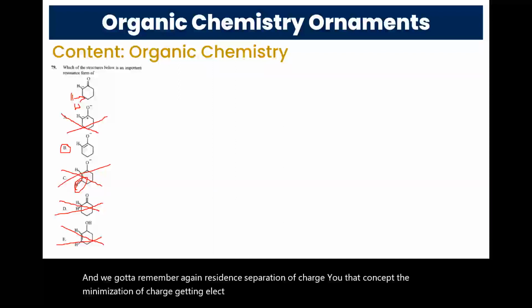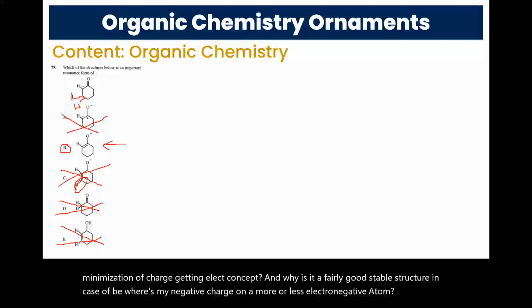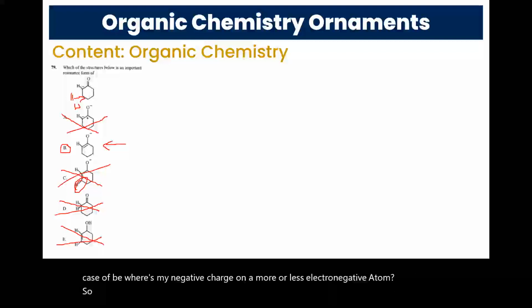And why is it a fairly good stable structure in the case of B? Where's my negative charge? On a more or less electronegative atom? More electronegative. So negatives tend to be on more electronegative atoms, positives tend to be on less electronegative atoms. So those are our basic rules for resonance.